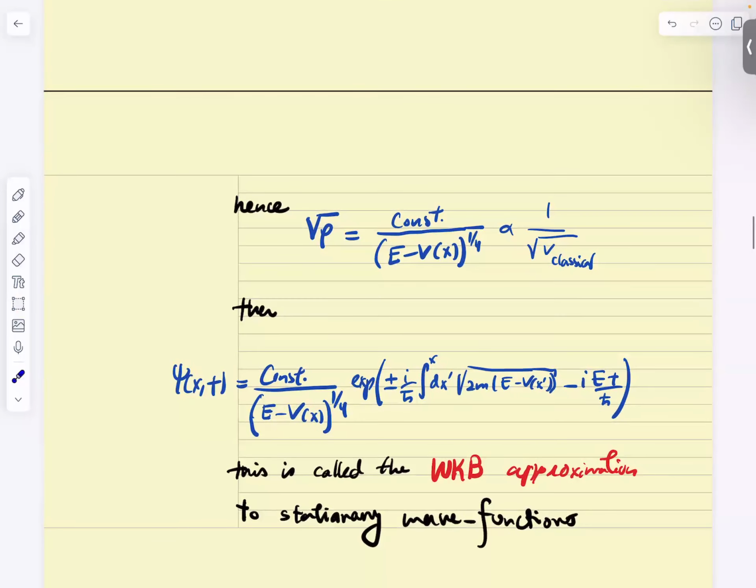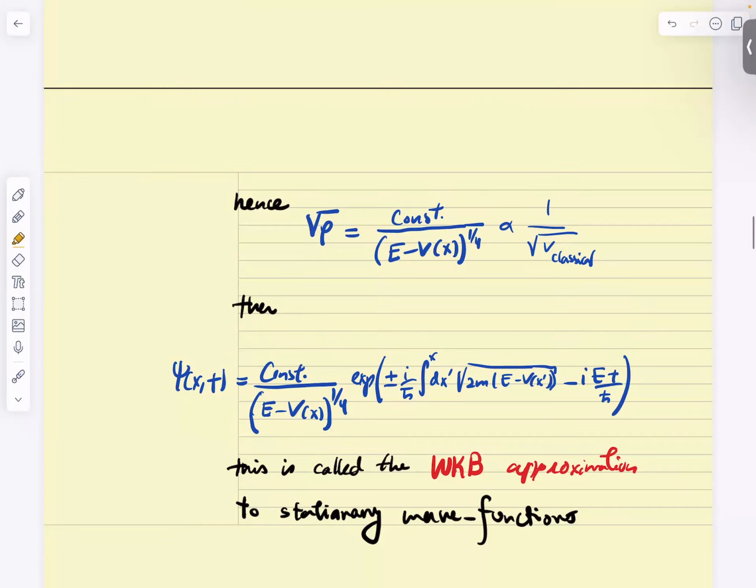All right. Very good. So what did we learn? We learned that our ansatz not only fixes the phase, but also gives us a suggestion for the dependence of the absolute value, the rho part. So here is the full answer. Here is our full ansatz. This is now a consistent ansatz called the WKB approximation to the stationary wave function.